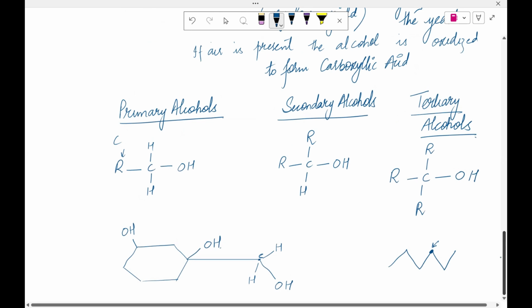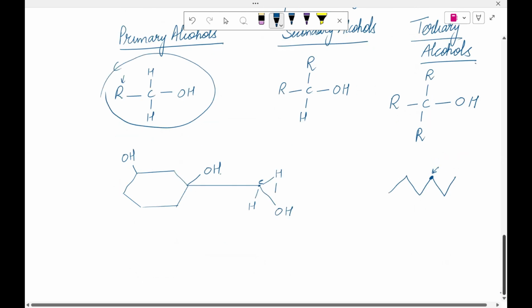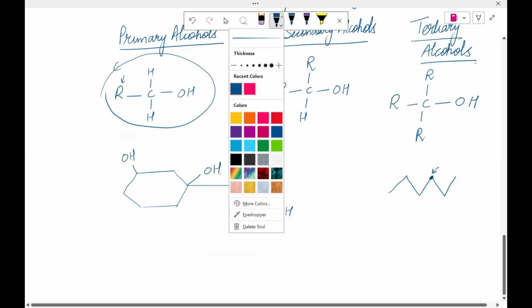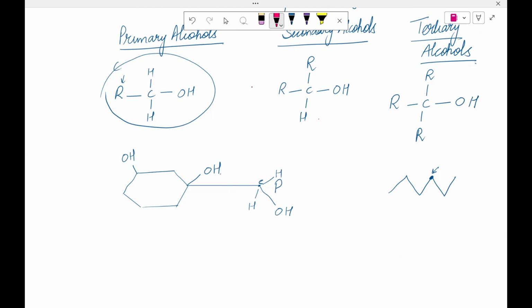So that would be actually primary. This one is primary, so this represents the primary one. So that is basically primary alcohol. Is that clear? Yeah.